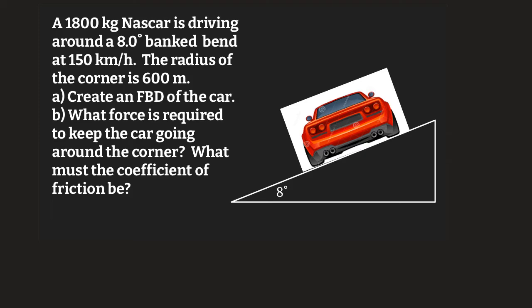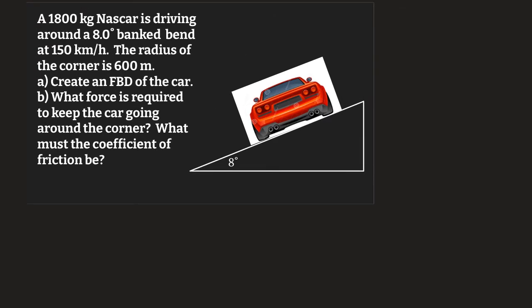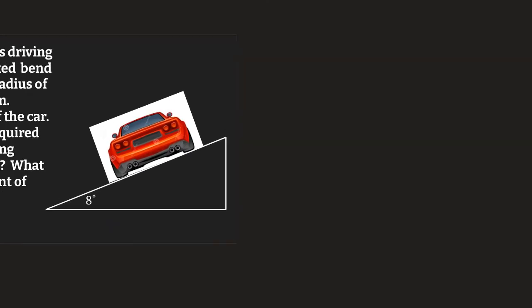So here we have a problem about a car going around a banked turn. So what forces are going to be acting on this car? Let's just draw a quick free body diagram off to the side from the same point of view. So this is the car from behind.